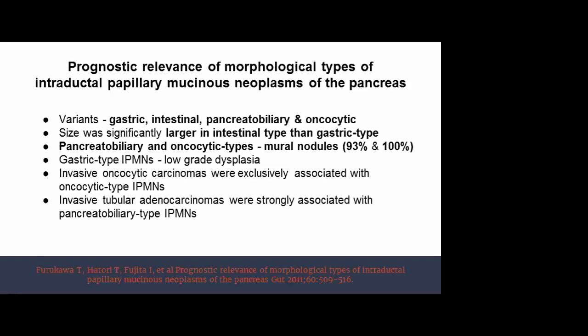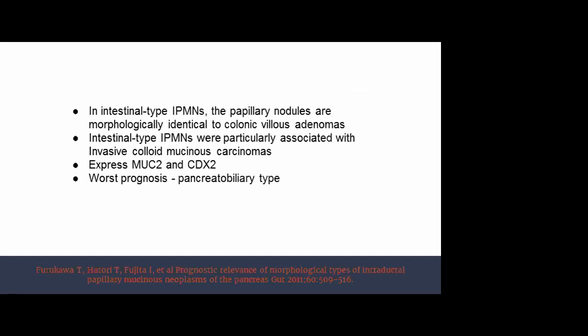And the pancreatobiliary IPMN is associated with the tubular type of adenocarcinoma, and the intestinal type is associated with the mucinous or colloid type of carcinomas. And the papillary nodules of intestinal type IPMN are morphologically identical to colonic villous adenomas. As I already told, there is an analogy that has been described by various authors. And the intestinal type lesions express mucin 2 and CDX2, which is also a common feature that is expressed in case of neoplasms of the colonic mucosa. Among all the histological subtypes, the worst prognosis is seen with pancreatobiliary type of IPMN.